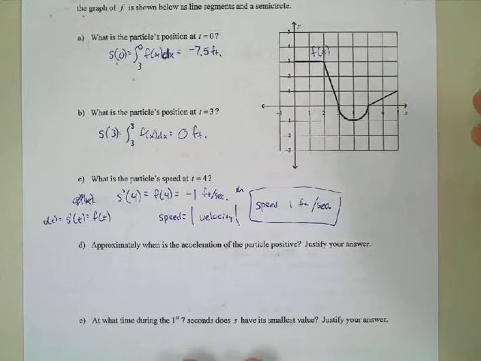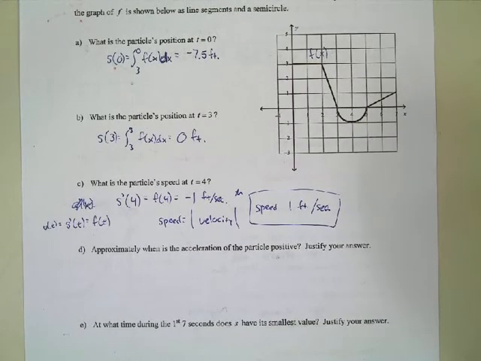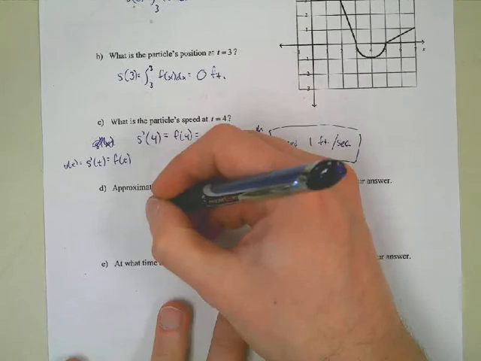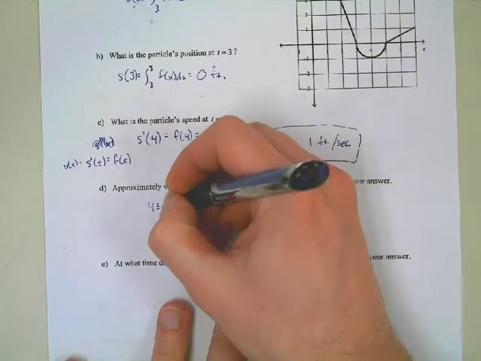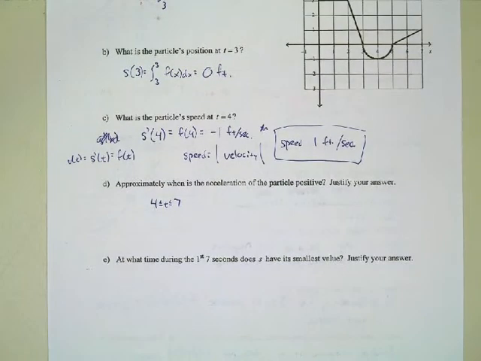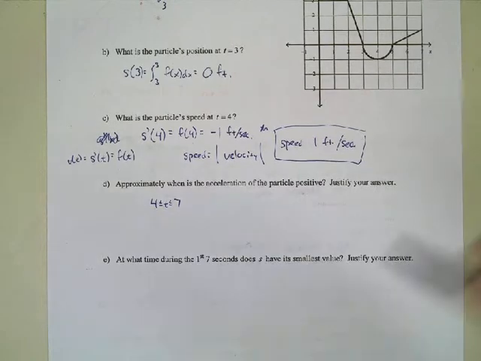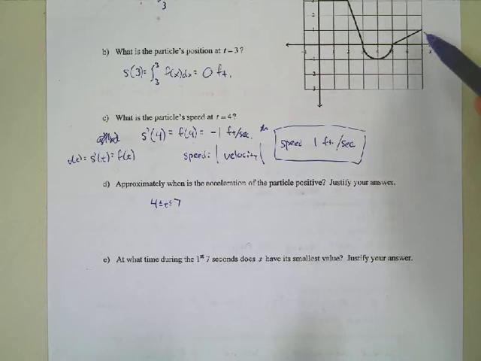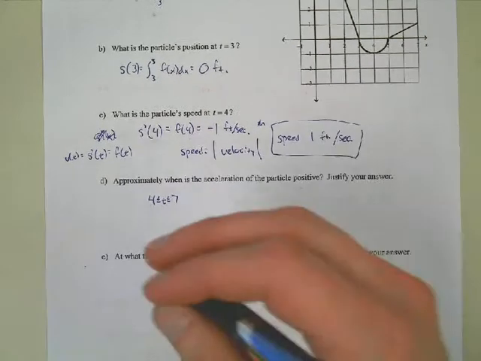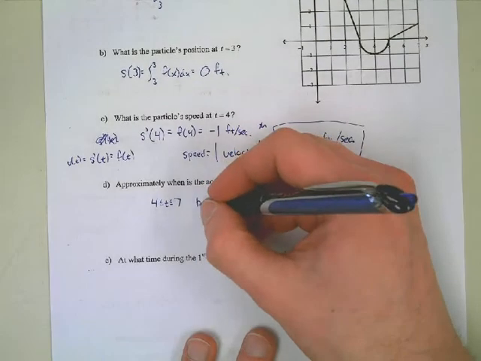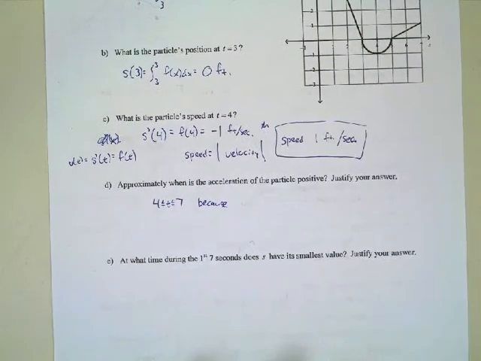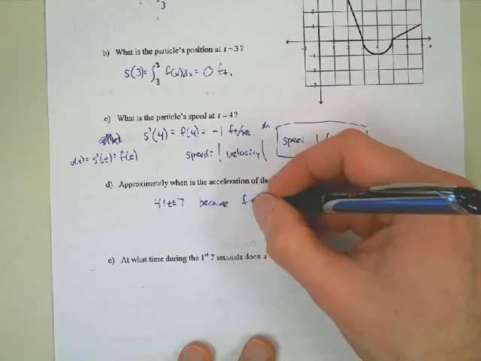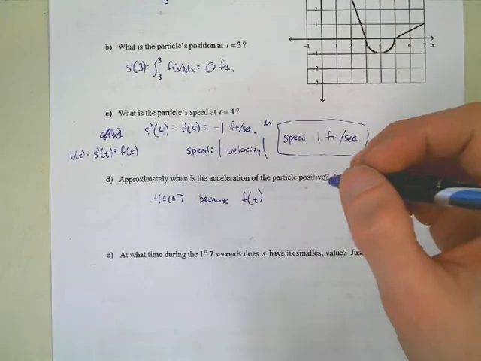Would it be from 4 to 7? 4 to 7, yeah. Is 5 not a matter that changes its direction? I think we'll be okay there because the velocity is increasing immediately to the left and immediately to the right of it. So 4 less than or equal to t less than or equal to 7, because f of t is increasing.